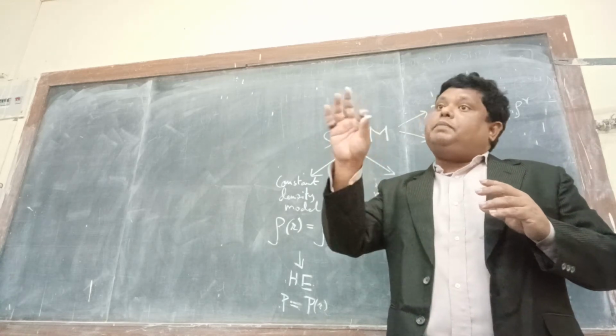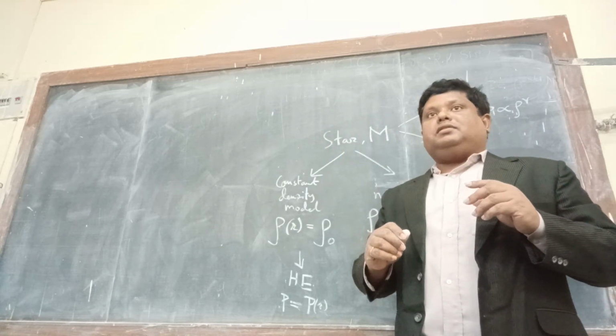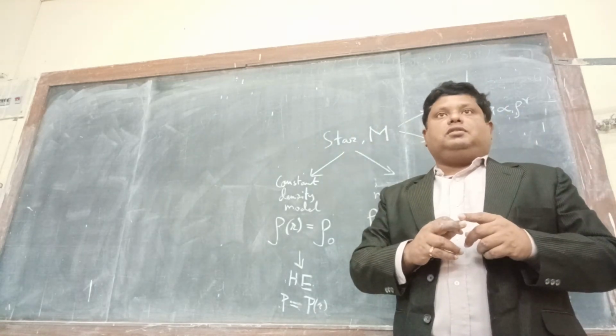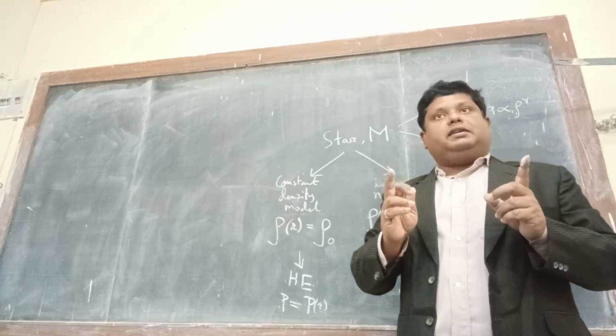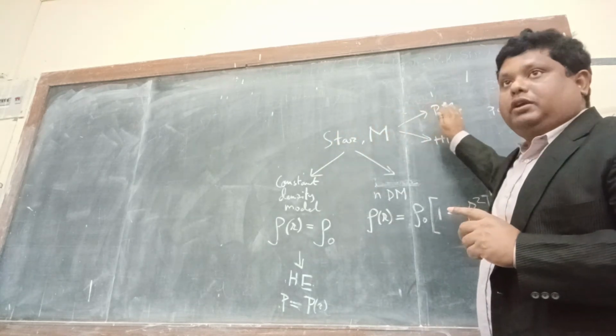The structure of the earth also. It can be used for planets there. So it's a very general concept, the polytropic model.